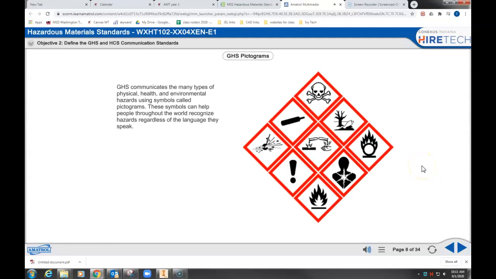GHS communicates the many types of physical, health, and environmental hazards using symbols called pictograms. These symbols can help people throughout the world recognize hazards regardless of the language they speak. There are 9 pictograms: toxic substances, compressed gases, pollutants, explosives, corrosives, oxidizers, irritants, health hazards, and flammable substances.